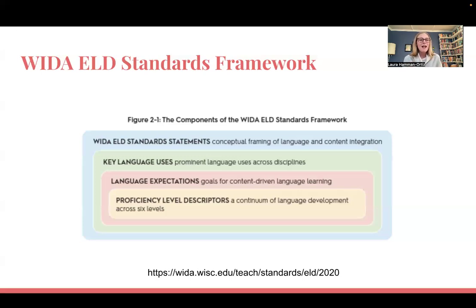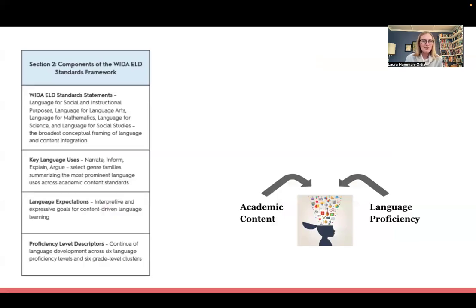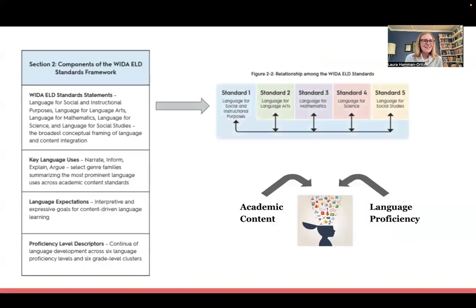We then have key language uses, the main functions for language use across disciplines, language expectations, which is really the standards, and then these proficiency level descriptors that help us think about the different stages of language acquisition that students are currently at, and how they might be supported within those different stages and also to get to the next stage.